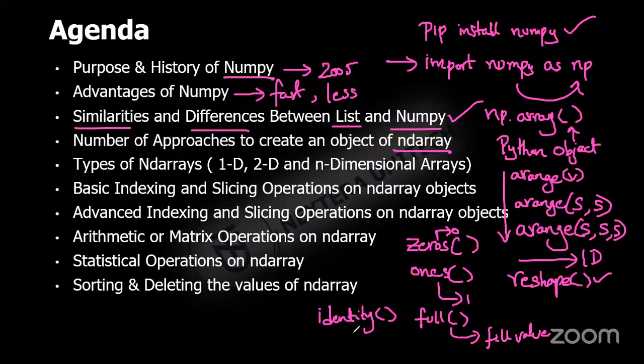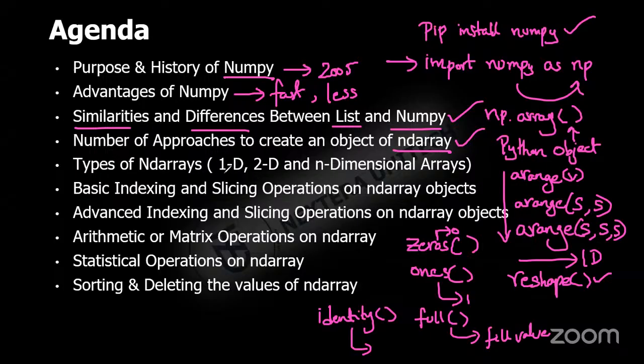Okay, so that means it will return an array similar to a square matrix, where all the principal diagonal elements will be 1 and the rest of the non-diagonal elements will be 0. So what are all these functions that we have discussed? All of these are different approaches for creating an n-dimensional array object. In order to build an n-dimensional array object, we have multiple approaches. All these approaches we have discussed in the last session.